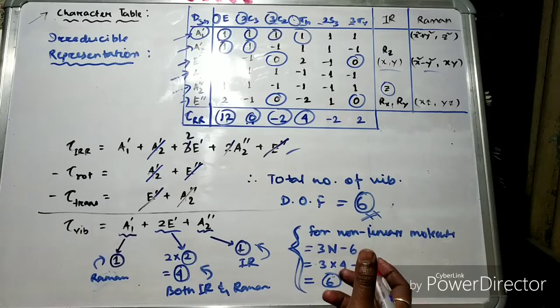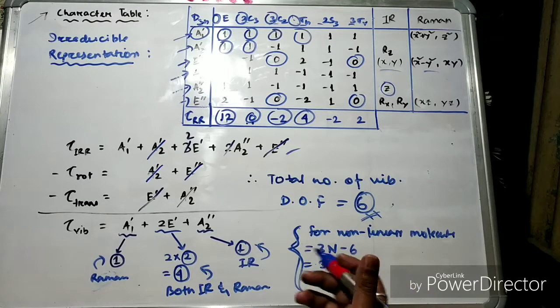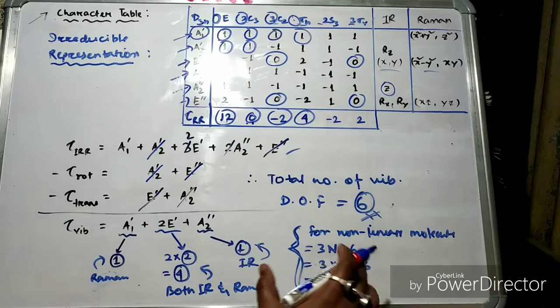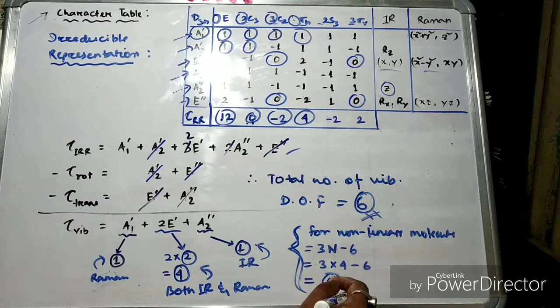So you can simply try for some other molecules also using other character tables. Say you can use C3V, C2V and D4H, any molecule you can try it and comment down below how is your experience. So with this I am going to end this video.